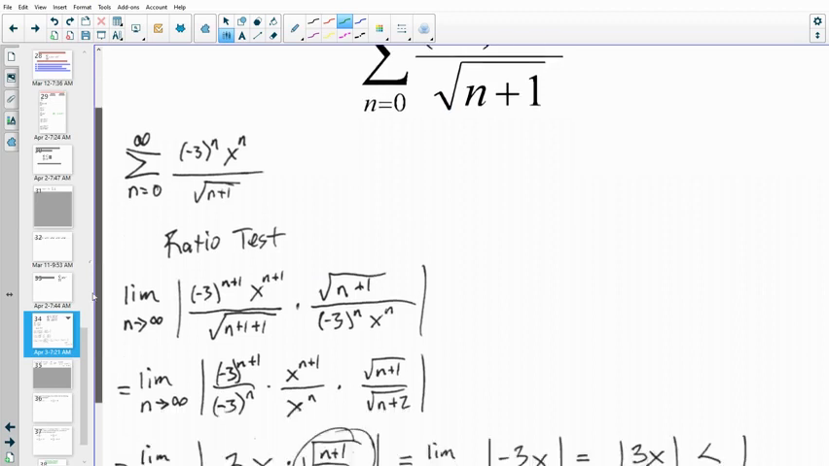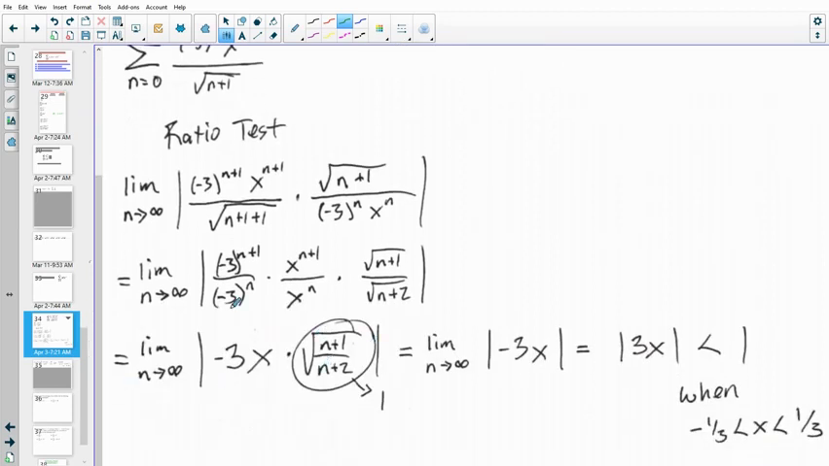Sending this through the ratio test looks similar to what we've seen before. Limit as n goes to infinity of the absolute value of the n plus first term divided by the nth term, or in this case, times the reciprocal of the nth term. I've grouped the -3 to the power terms, the x to the power terms, the radical terms together so I can see how they cancel out. I've got one more on the top than the bottom. I've got one more x on the top than the bottom. And then I can combine these two radicals together to make one big radical. So we end up with -3x.